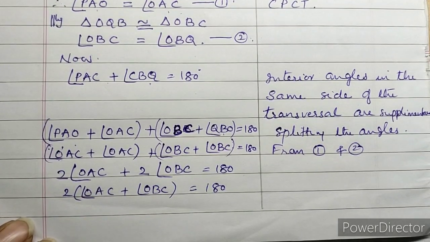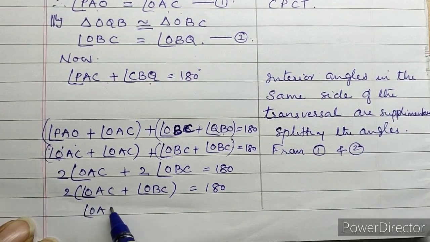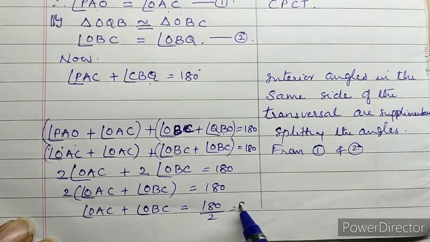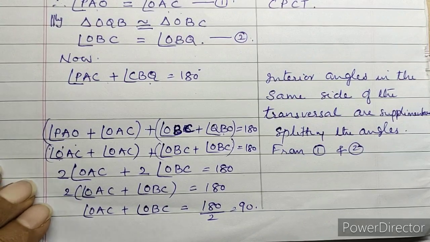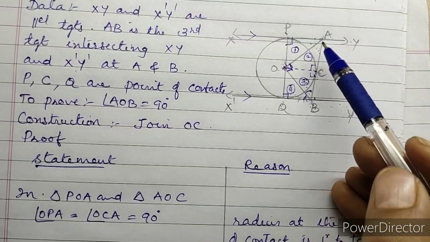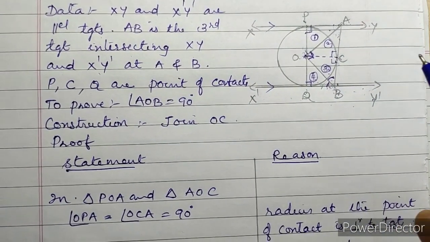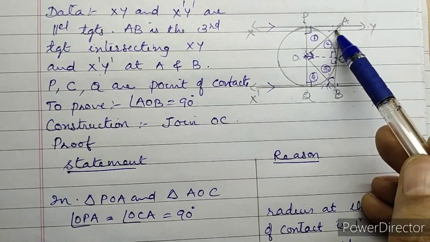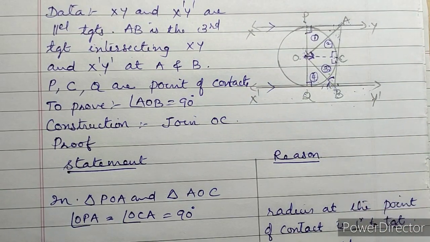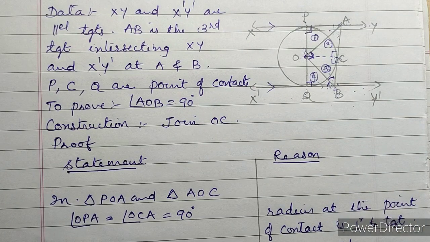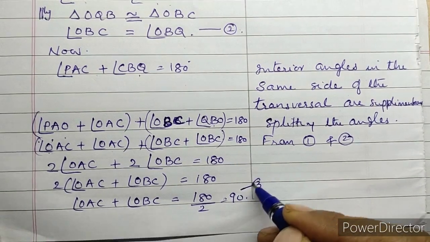So 2 you bring to the other side. So angle OAC plus angle OBC equals 180 divided by 2, which is 90. So angle OAC plus angle OBC equals 90. You see the diagram? OAC plus OBC, these both angles sum to 90 degrees, you have proved. So that means now the third part. So the second part is over here. So put it as number 3.